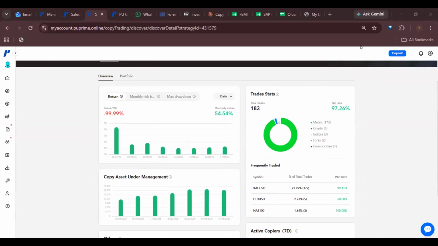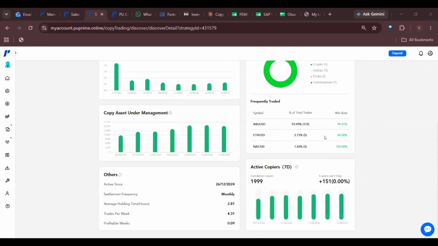So as I was saying, for this particular copy trader, we can actually see the trade statistics from this person and what the person has been able to do. You have the person trading metals, crypto, indices, forex, commodities, and the likes. If you look at the win rate for all these instruments, for gold, the person has been wonderful, 99.41%. Of course, that's excellent.